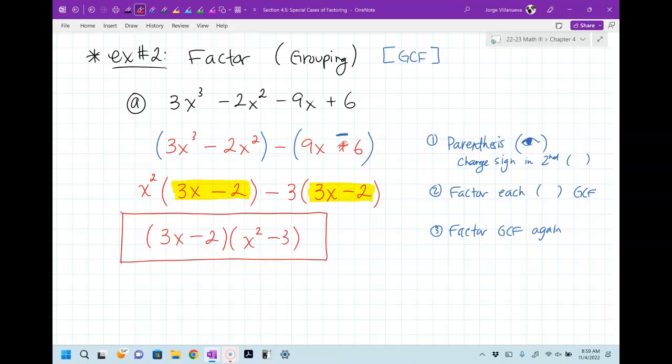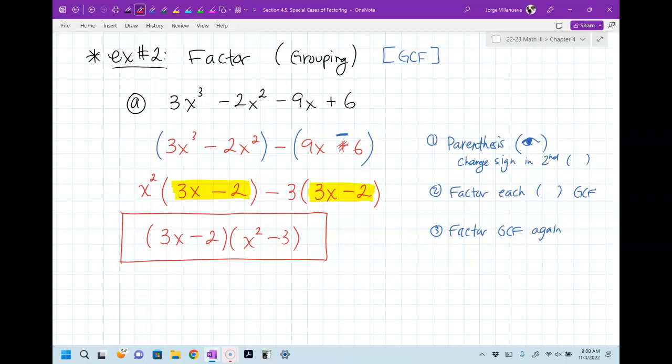That's my factor. Now, some people might say, wait a minute, x squared minus 3. Isn't that a difference of 2 squares? Well, can I write x squared as something squared? Yeah, it's x squared. But can I write 3 as something squared? No. So then it's not a difference of 2 squares. So stop. You're done.